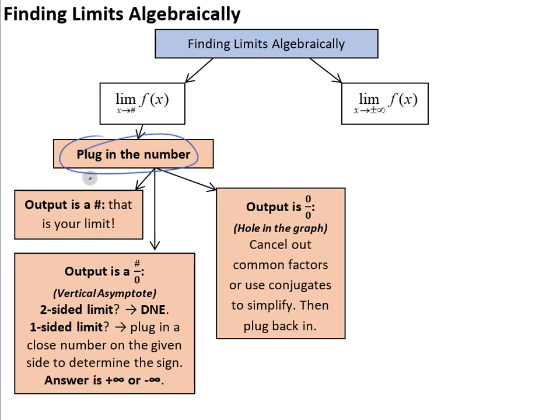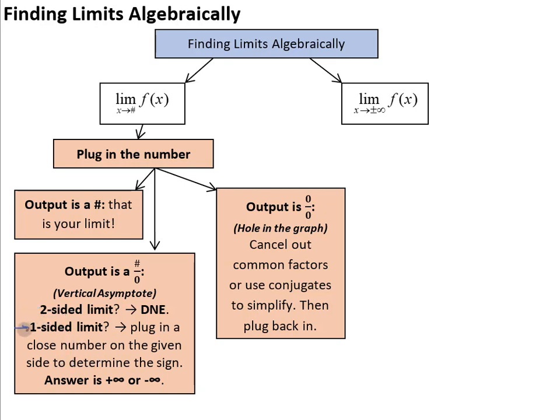Okay, so we're talking about just these types of limits, and the first thing we do is plug in the number they give us. So if it says as x approaches 5, we plug 5 into our function. If we get a number back, beautiful. That's our limit, we're done. However, if I get a number over 0, something that's undefined, well, that depends. Graphically, that means we have a vertical asymptote there.